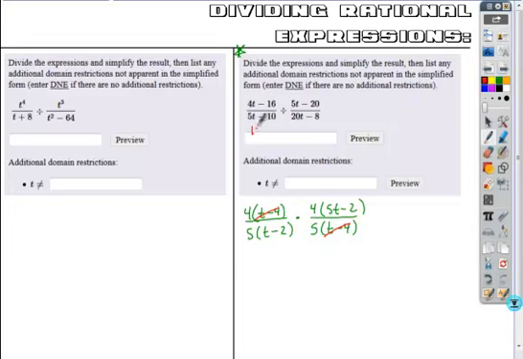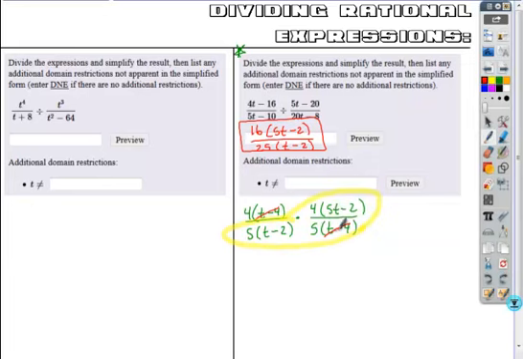4 times 4 is 16 times 5t minus 2, all over 5 times 5 is 25 times t minus 2. Okay, so here is my simplified form. Nothing else can cancel. Okay, when I go to look at my domain restrictions, I have to account for any canceled factors down in the denominator as well as any uncanceled factors up here.